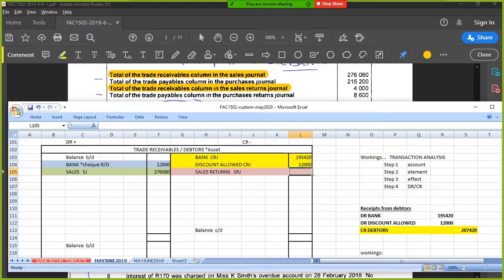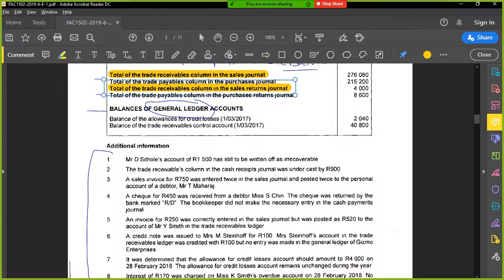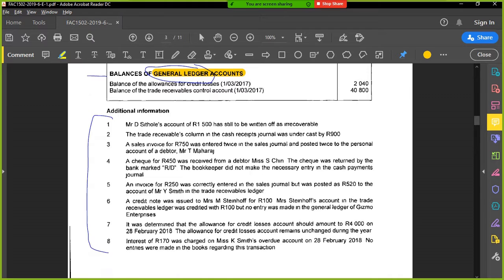SRJ, Sales Returns Journal. How much? 4,000. Okay, will the trade payables column in the purchase returns journal affect your debtors? No. Good. Okay, balances of the general ledger accounts. I need balances. All right, balance of the allowance for credit losses.